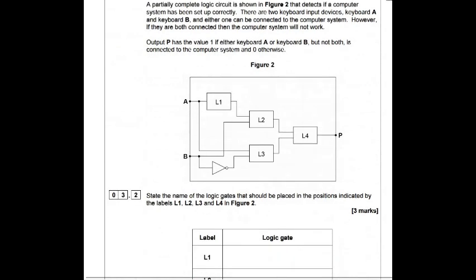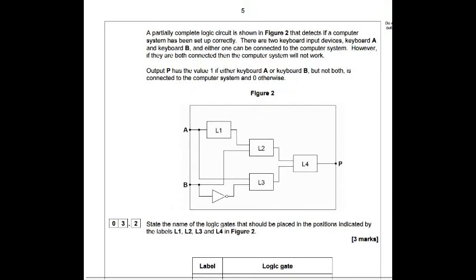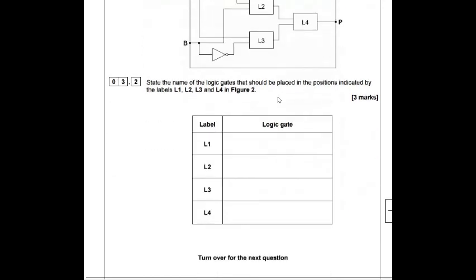Okay, so we've got a partially complete logic circuit as shown in figure 2, detecting if a computer system's been set up correctly. There are 2 keyboard input devices. Keyboard A and keyboard B, either one can be connected to a computer. If they're both connected, then the computer system will not work. So output P has a value of 1 if either keyboard A or keyboard B, but not both, are connected to the computer system, and a 0 otherwise. So that's the scenario, and here's the question.